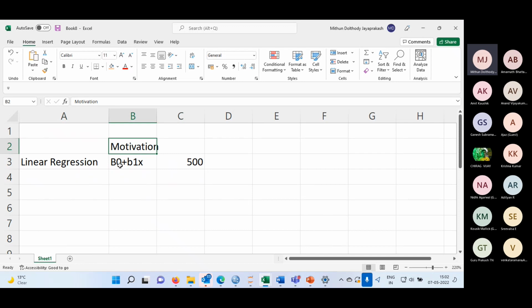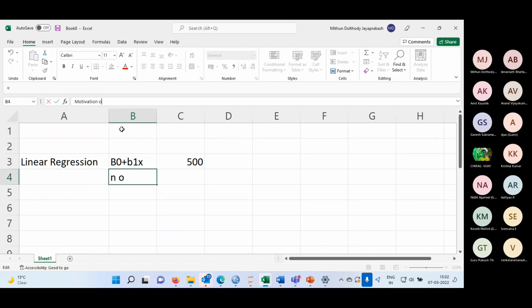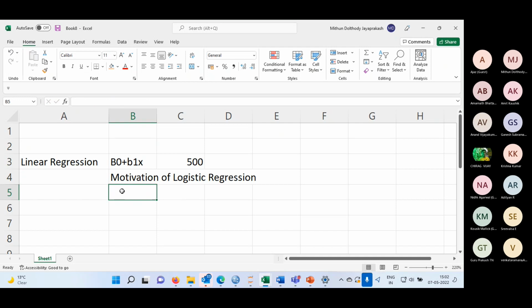Now, I'm just telling you what is the motivation for logistic regression. Henceforth, what we'll be talking about is nothing but the right hand side, B0 plus B1x. Can I take a negative sign of this? Control C, Control V, except that there will be a negative sign here.